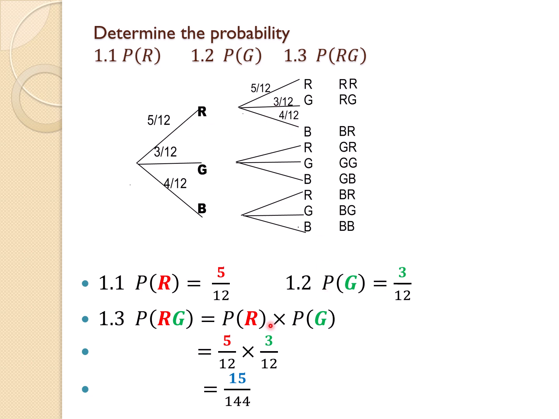So here we use the product rule, probability red times probability green. So 5 over 12 times 3 over 12. 5 times 3 gives me 15. 12 times 12, 144. So my probability of selecting red and green would be 15 over 144.